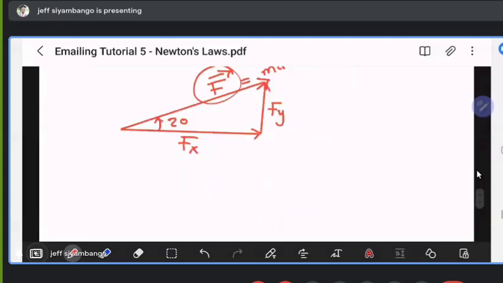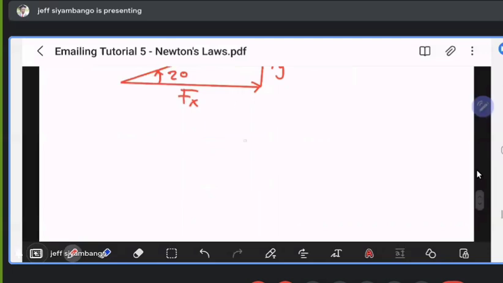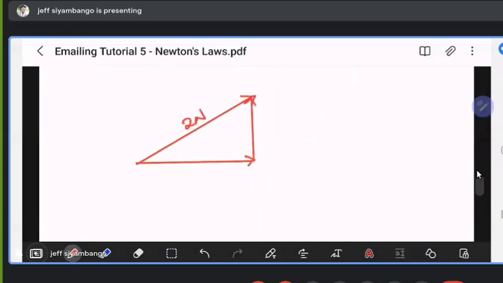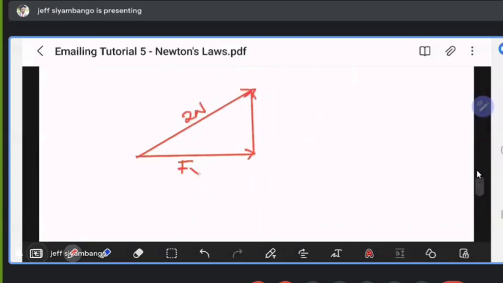Now, having found the net force, the question is not asking us for the net force. Instead, it's asking us to find the components of the net force. Since the net force ends up being 2 newtons, we can easily determine its components. The X component is here, as we saw earlier. The Y component is here. The 20 degrees is here.